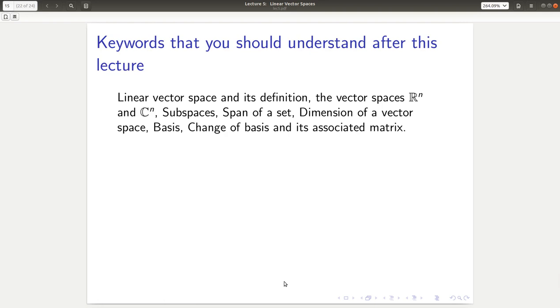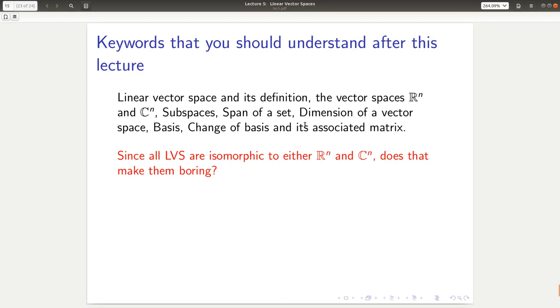These are some keywords which you should understand after this lecture. If you don't, please go back and listen to the lecture or work through the problem set. Now I'll end my lecture by making a kind of controversial statement. Since all LVSs are isomorphic to R^n or C^n, does that make them boring?